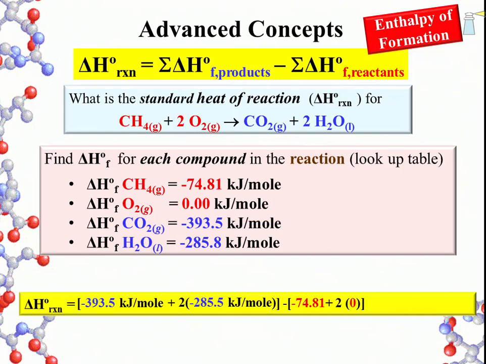The summation of standard enthalpies of formation for products comes to minus 964.5 kilojoules per mole. For reactants, it is minus 74.81 kilojoules per mole. Negative 964.5 minus negative 74.81 is minus 889.7. It should not be surprising that a combustion reaction releases so much heat. And that concludes the material of the lecture.